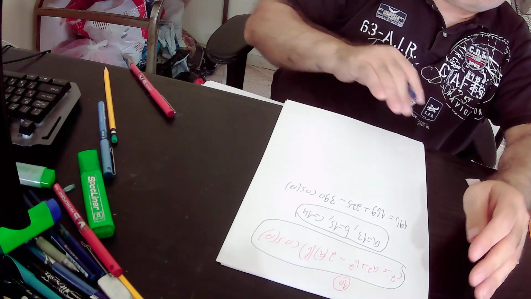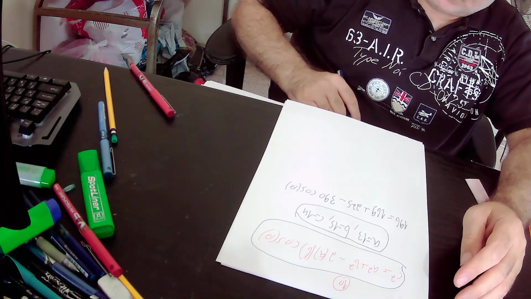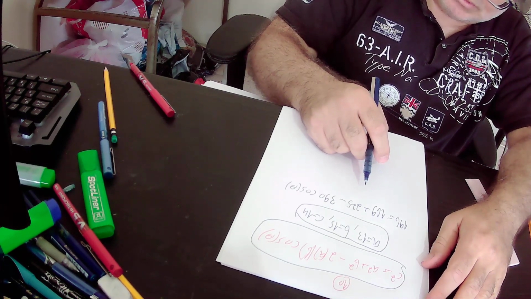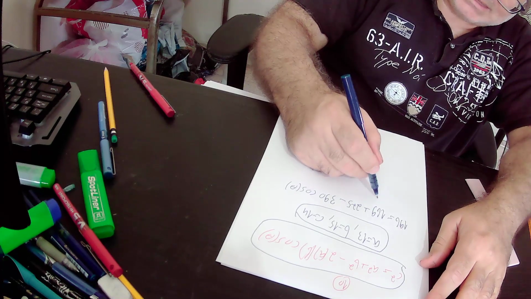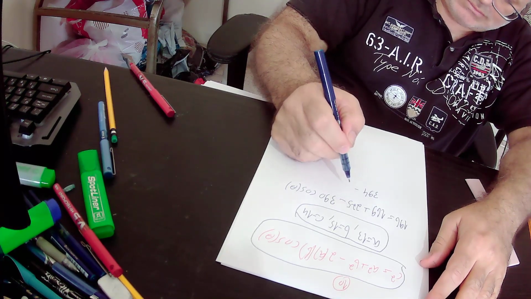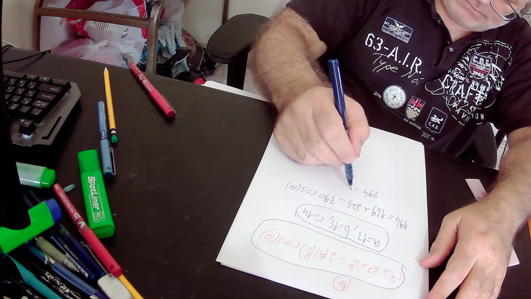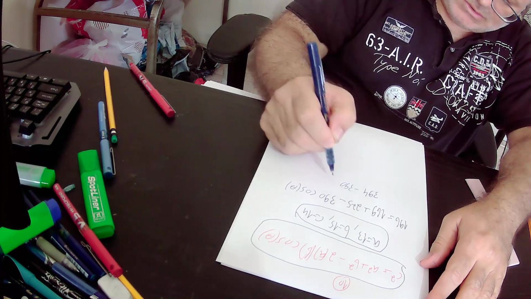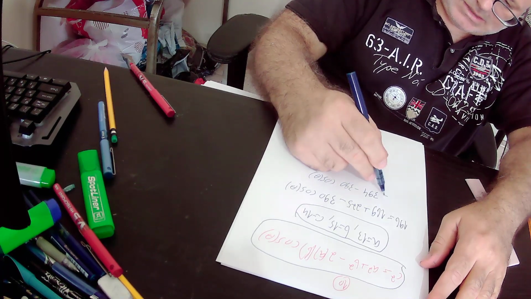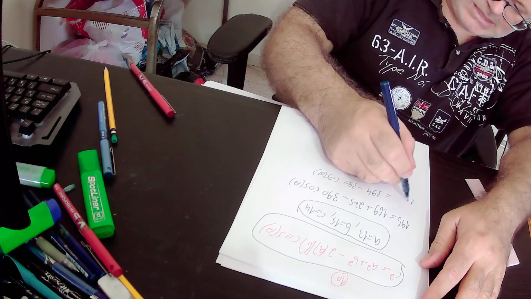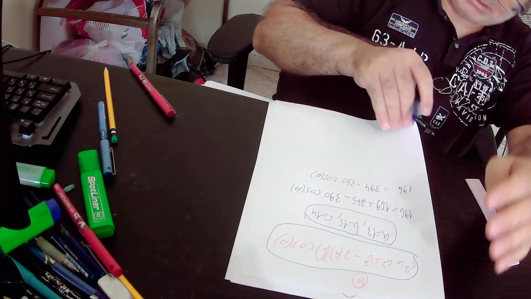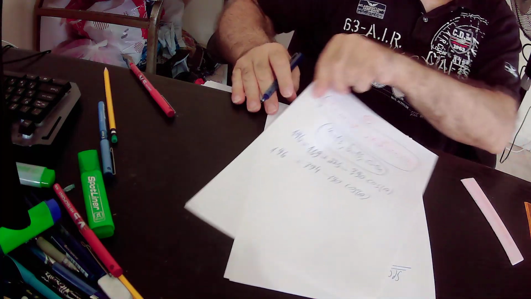So here we have 169 plus 225 is 394, minus 390 cosine theta equals 196. Okay, we got this equality.